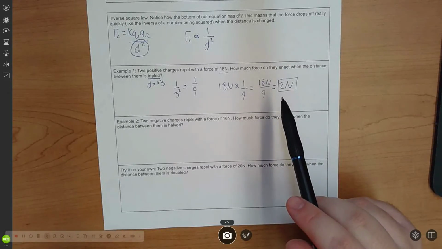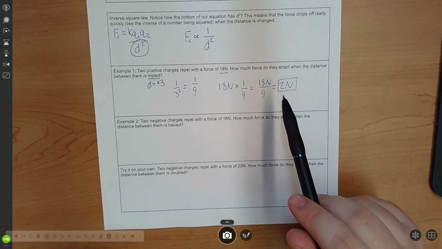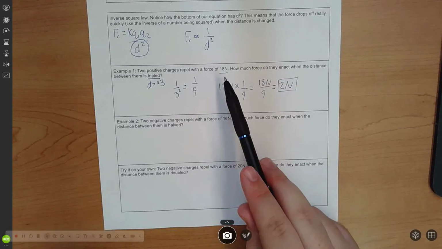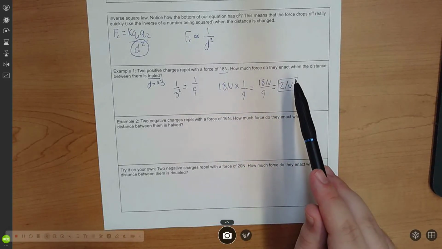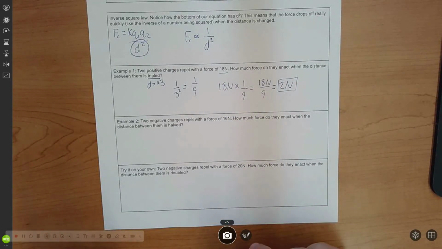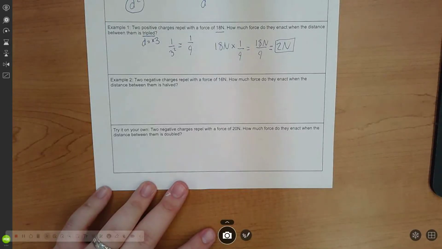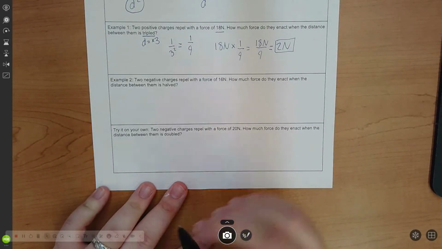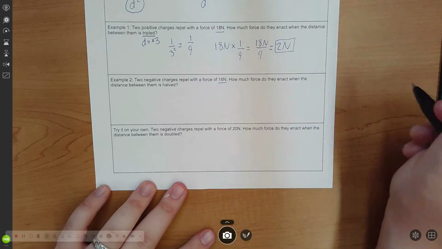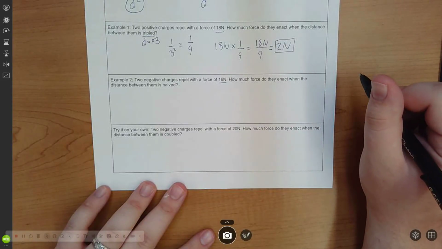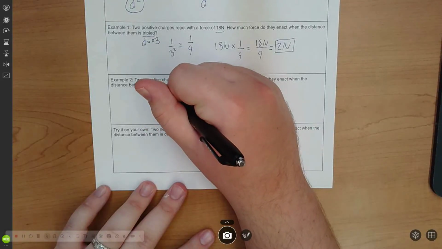Notice that this required a lot less numbers to be plugged in than before. All we needed to know is what happened to the distance, and we could tell what the new force would be. So this type of problem can be a little bit tricky. I will do one more example with you before we have a try it on your own. So example 2, we've got 2 negative charges, and they are repelling with a force of 16 newtons. And we want to know how much force they enact when the distance between them is halved.